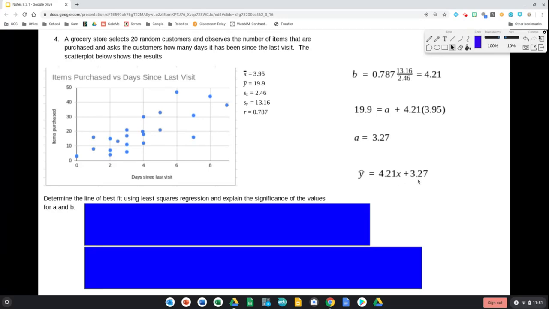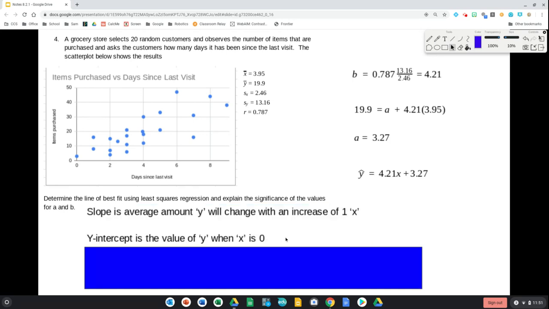So these values that we have are our slope and our y-intercept values. And the significance of those values, that's the second part of this question: what's the significance of a and b? So slope, remember, is the rate of change. Another way to think about it is slope is the average amount that y is going to change when we increase x by 1 unit. So in terms of our graph here, when we increase the number of days since the last visit by 1, then this would be the amount that the number of items purchased will increase. The y-intercept is going to be the average value of y when x is 0. So in this case, the average number of items purchased when it's been 0 days since their last visit to the store.